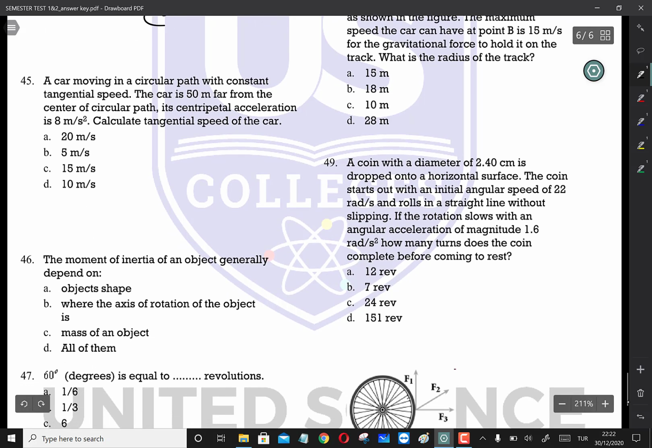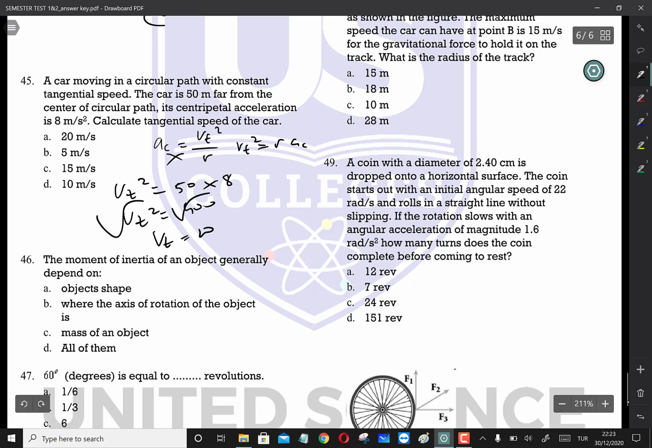A car moving in a circular path with a constant tangential speed. The car is 50 meters far from the center of the circular path. Its centripetal acceleration is 8 meters per second squared. Calculate tangential speed. So we know that centripetal acceleration is Vt squared over R. So Vt squared is equal to R times ac. So let's calculate Vt squared. R is 50, ac is 8. Vt squared is equal to 400. Get the square root of it, which is equal to 20 meters per second.